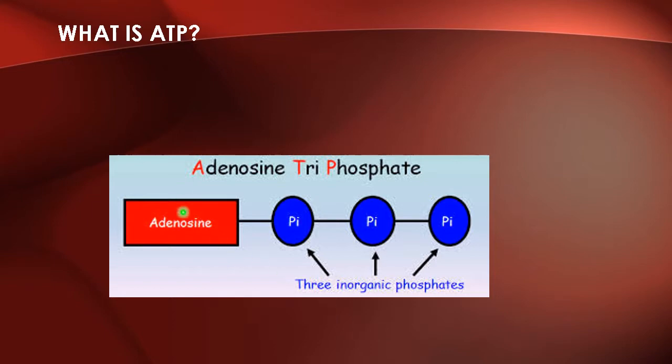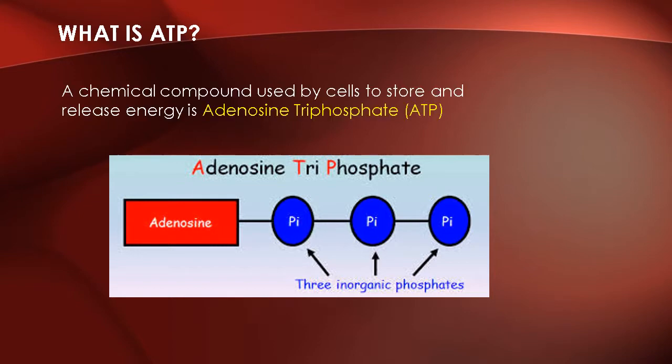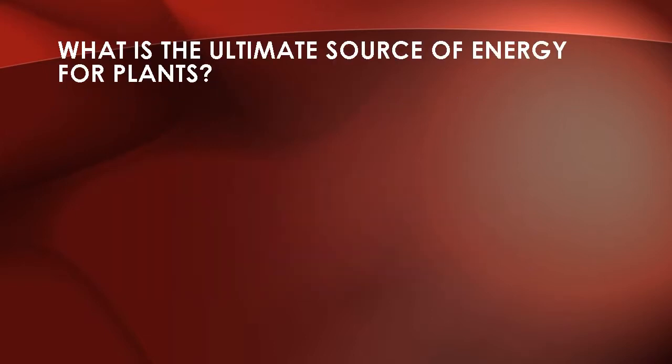So here's the adenosine. There are three inorganic phosphate groups. So adenosine, tri, because there are three, and phosphate. So ATP is a chemical compound. It's used by cells to store and release energy.